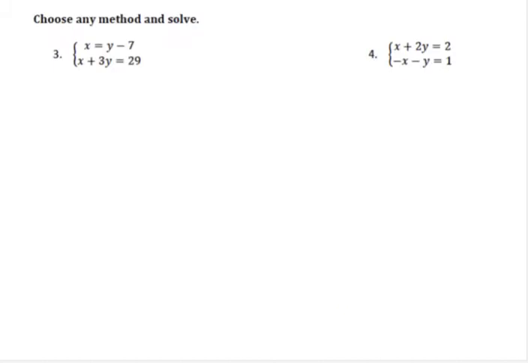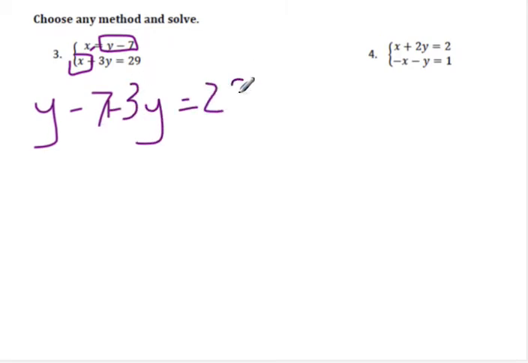So for the rest of these 4 problems, for 3 through 6, you can really pick what method works best for you. To me, when I look at number 3, I think substitution is the easiest. Here we see that x is equal to y minus 7. So where I see x in the second equation, I'm going to substitute that in. So I'm going to take x out completely. I'm going to put y minus 7 in instead. And then the rest of the equation is going to stay the same.